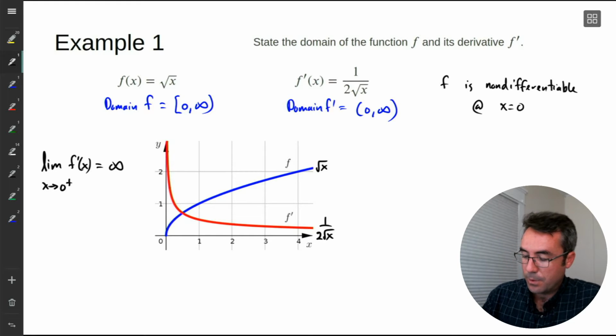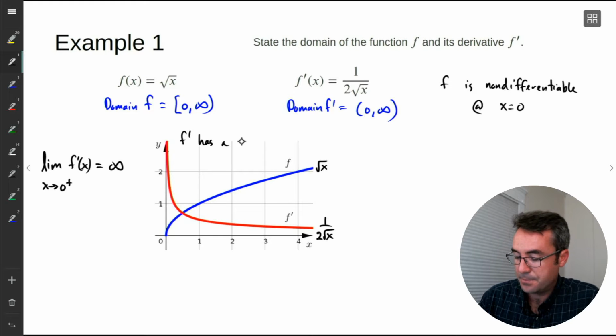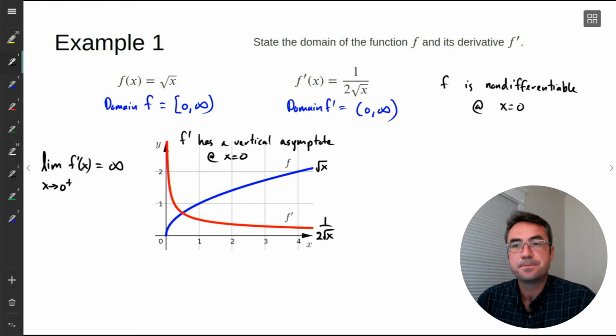And so what we have here is f prime has a vertical asymptote at x equals 0. Now, what's going on with our original function? This is why f prime doesn't work out at 0 here. But let's see what's happening to our original function. What's the corresponding behavior? So f prime has a vertical asymptote at x equals 0.